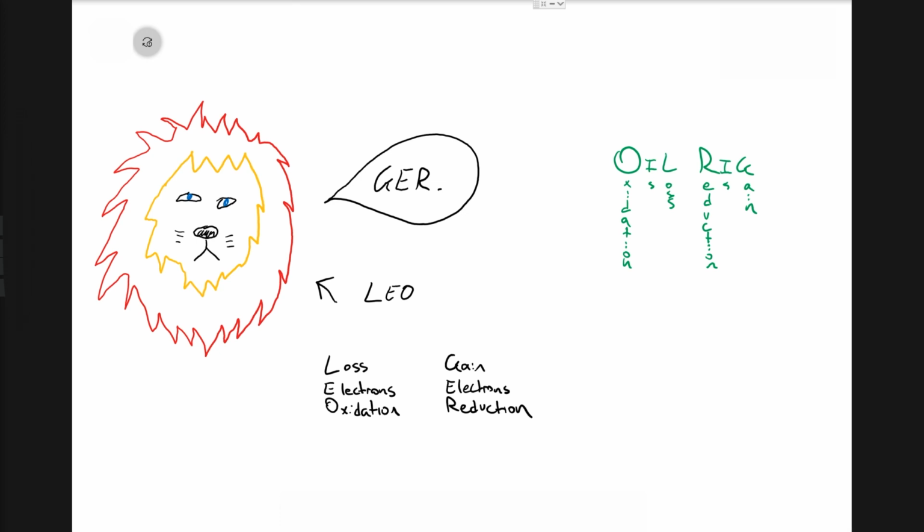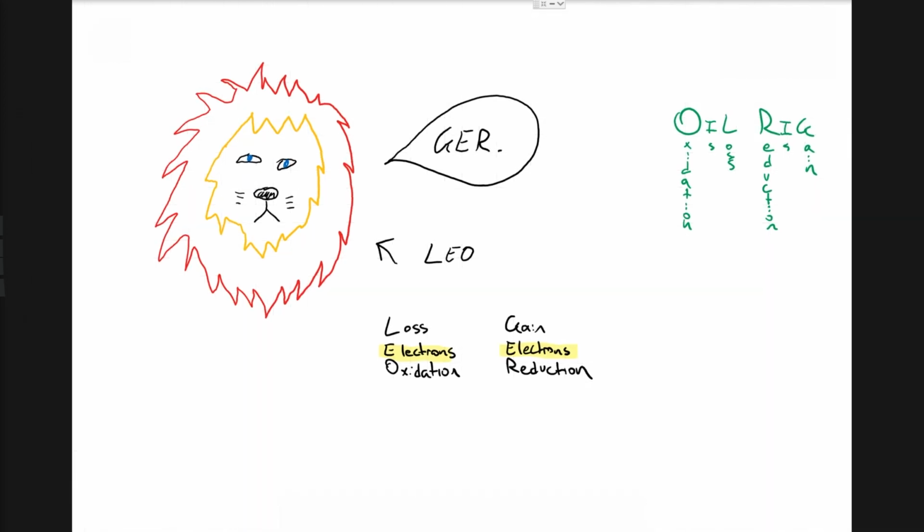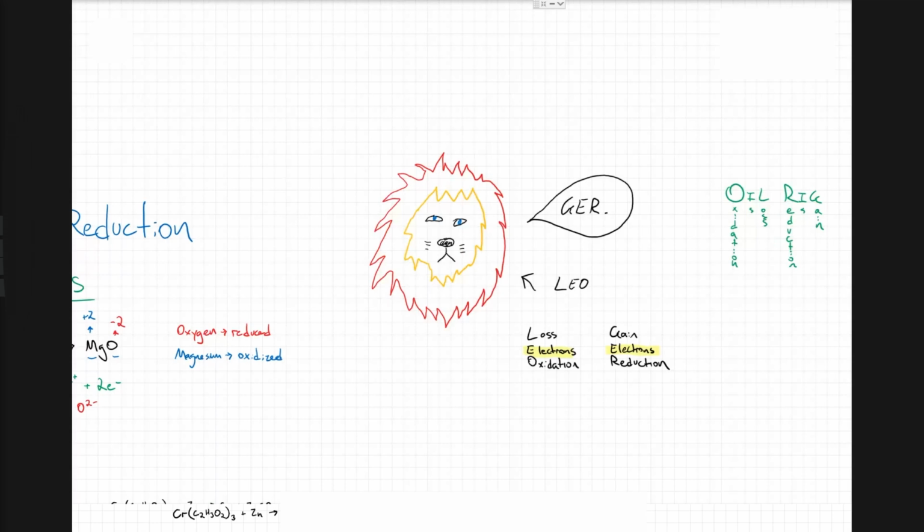Now, I actually learned OIL RIG before I learned Leo the Lion Says Grr, so to be honest, OIL RIG often is the first thing that comes to my mind. But I really like the mnemonic Leo the Lion Says Grr because it actually says electrons in it. I've heard of people with OIL RIG sometimes start to think, well, wait, gain of what, loss of what? So that's the nice thing about Leo the Lion Says Grr: it says right there within the mnemonic, electrons. So you never have that small chance of forgetting what we're referring to. It's the electrons to which we're referring.